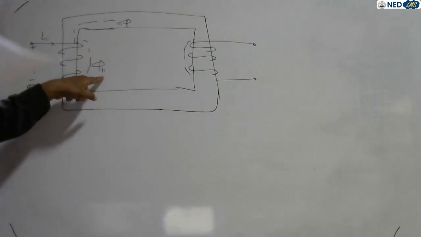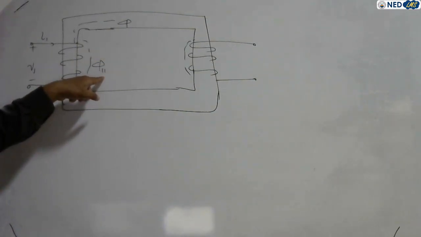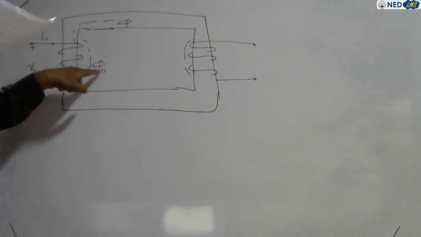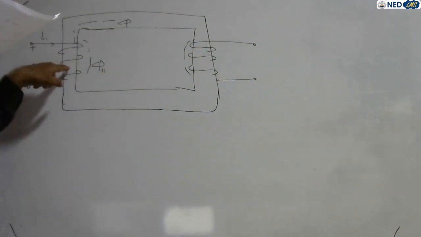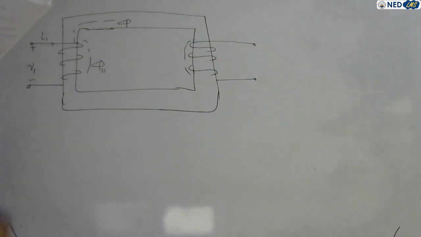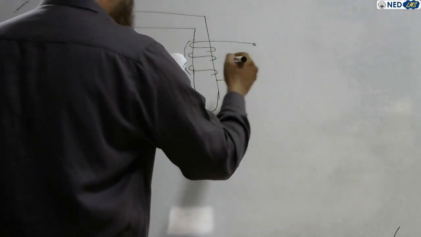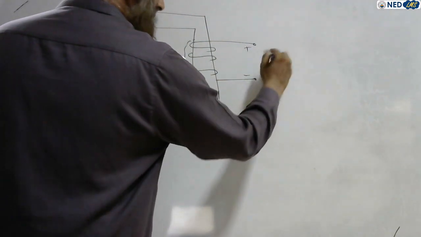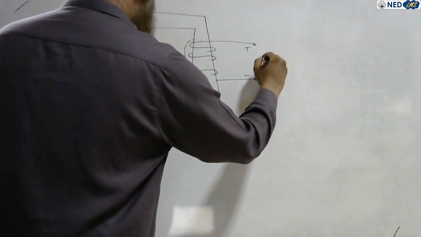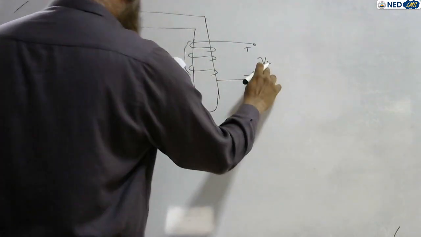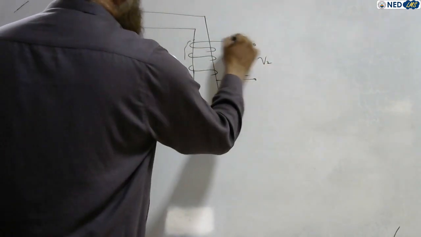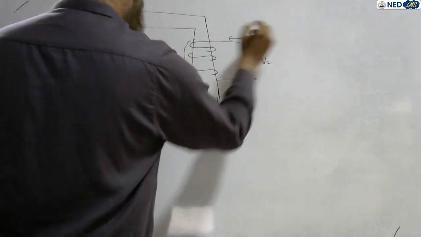self, because its influence is only on itself, right? So phi 11. Similarly, current will flow if you connect the load on the secondary. There is voltage induced in the secondary coil, and that makes current I2 flow in the secondary winding.